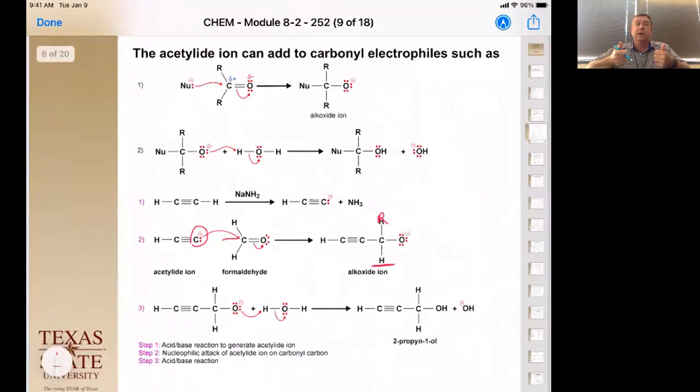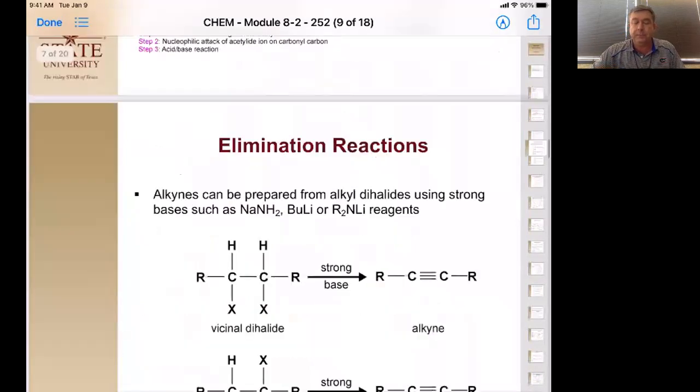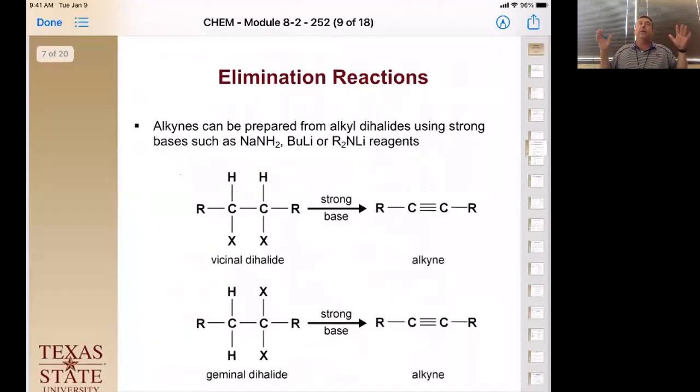Okay, does that make sense? It looks like the hydrogens were already on the carbonyl, so that's going to give us a primary, or the aldehyde. And then if there's 2 R groups, it's going to give us the ketone. I'm sorry, the ketone gives us the tertiary. Okay, so that's how we can use the acetylide ion itself as a nucleophile.